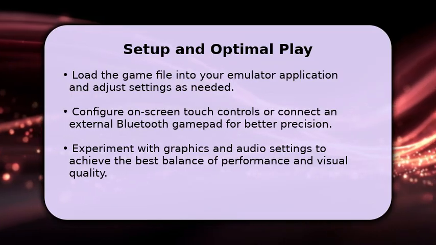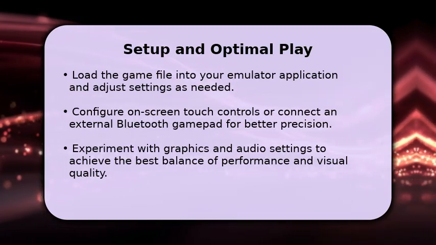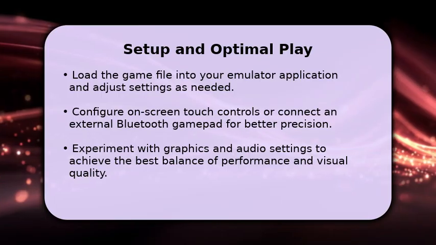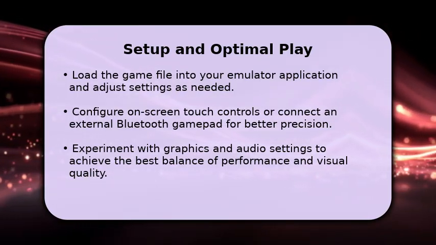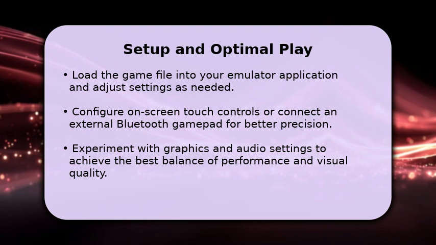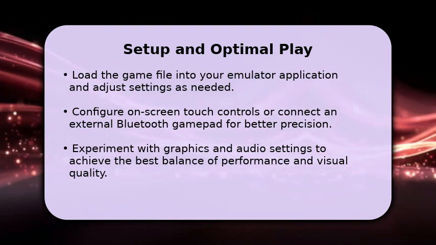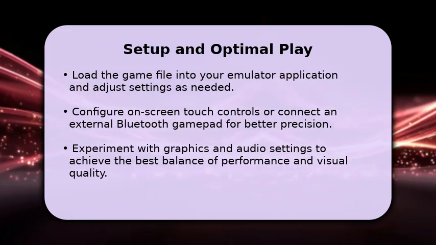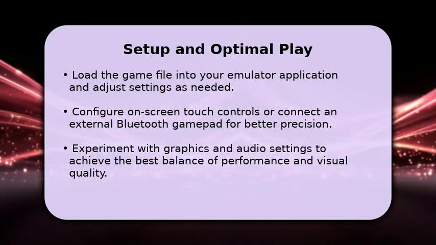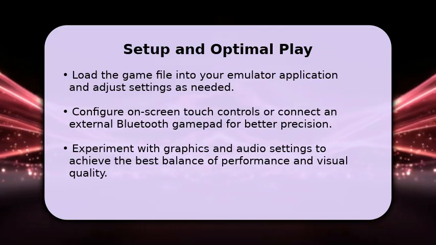With your emulator and game file ready, it's time for setup. Open your emulator, load the game file, and then dive into the settings. You can configure on-screen touch controls, but for the best experience, consider connecting an external Bluetooth gamepad. Don't hesitate to experiment with graphics and audio settings. Finding the right balance will ensure smooth gameplay, often at 60 frames per second, and a visually pleasing adventure.